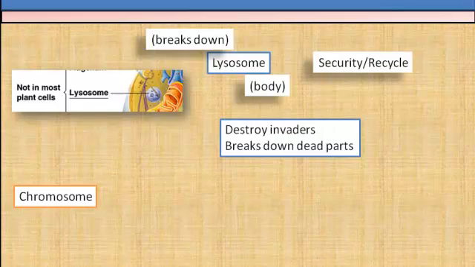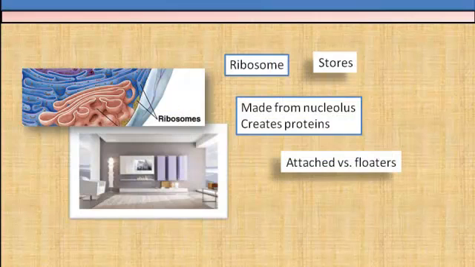Then there's a lysosome, which is found only in animal cell. It's designed to break down stuff, like for example to destroy invaders such as bacteria and also destroy dead cell parts. We also have ribosome, which makes protein. Ribosomes are made from the nucleolus.